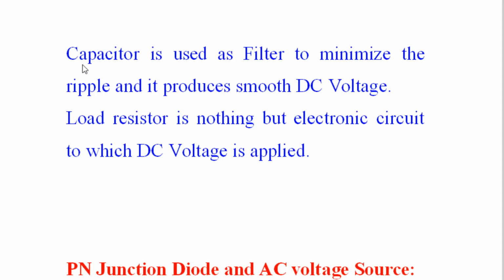The second last block is called the capacitor. Capacitor is used as a filter to minimize the ripple, and it produces smooth DC voltage. And the last block in the block diagram of the rectifier circuit is the load resistor, which is nothing but an electronic circuit to which DC voltage is applied.